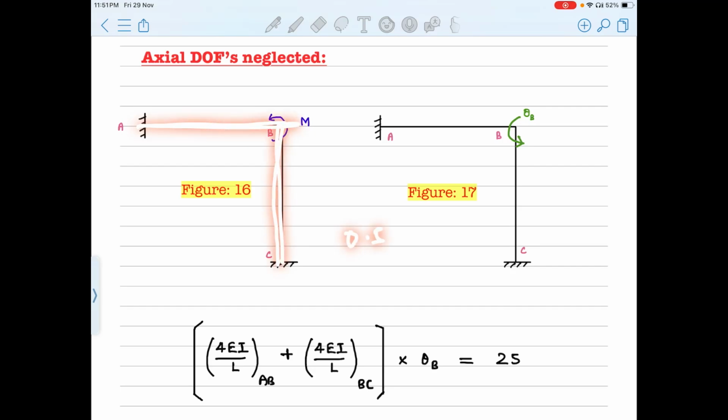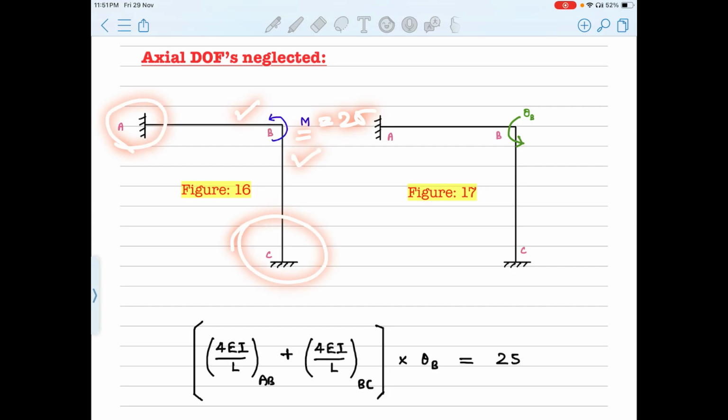So you get a distribution factor of 0.5 for each of them, which means if I apply a value of M, MBA and MBC will be M by 2, M by 2. Here I'm applying a value of 25, which means MBA will be 12.5, MBC will be 12.5, and the far ends will take half of the value, which means 6.25 and 6.25 should be the far-end moments, that is MCB and MAB.